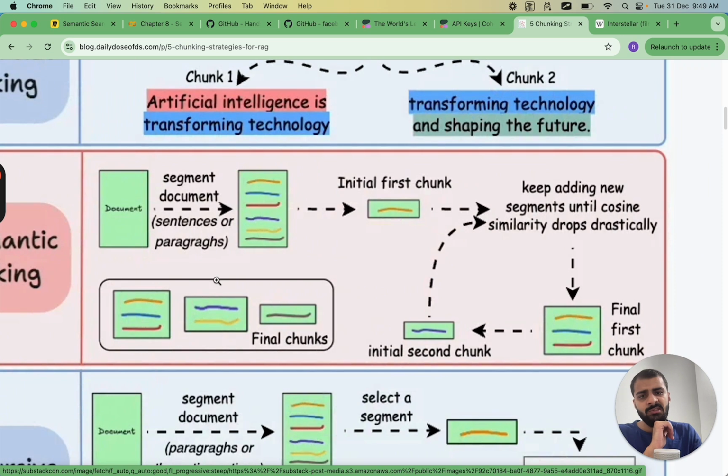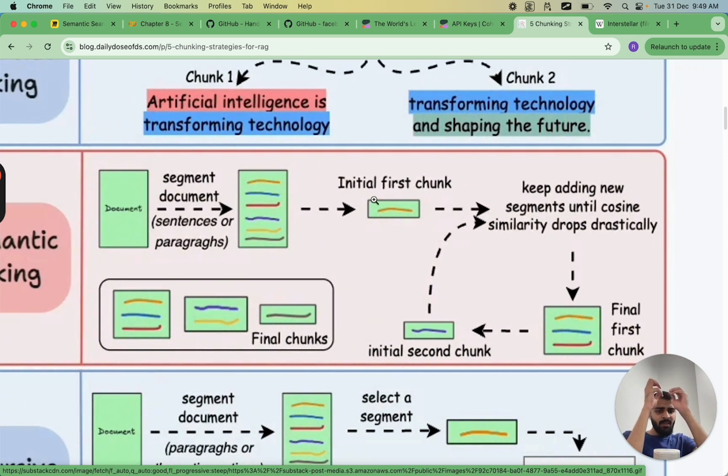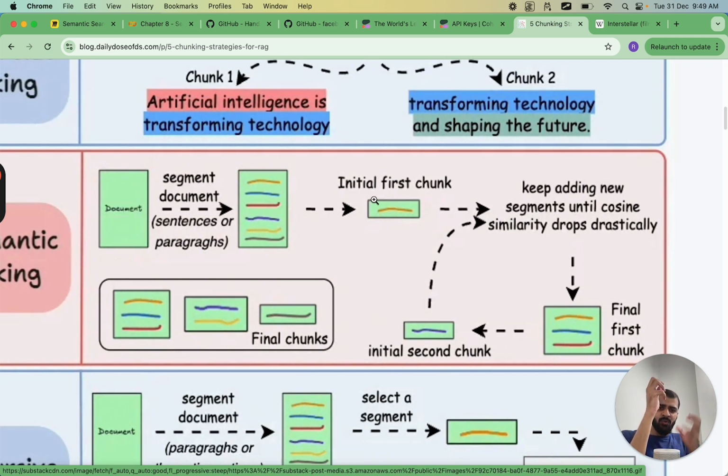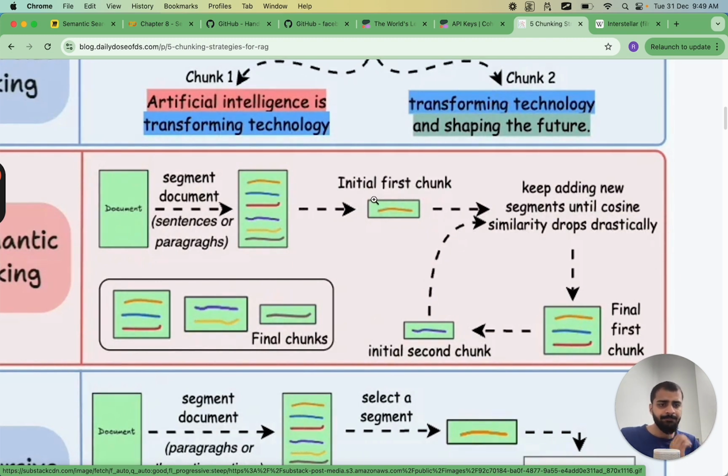So the way to do this is that you initialize the first chunk and you keep on adding more sentences or segments to that chunk until the cosine similarity becomes very low. So if there is a new segment whose cosine similarity does not match, it goes to the next chunk.